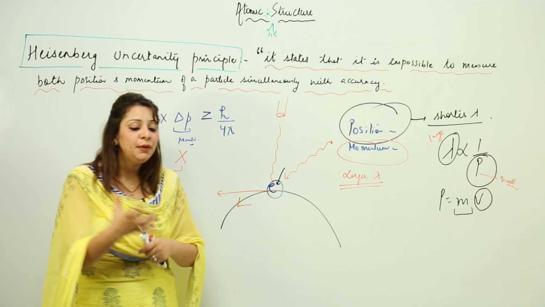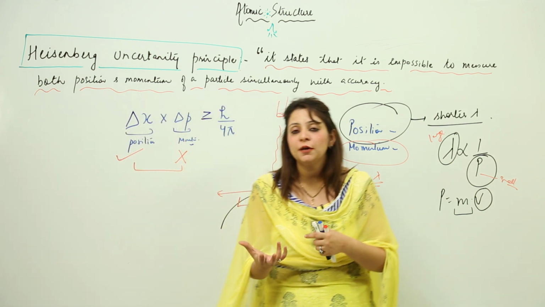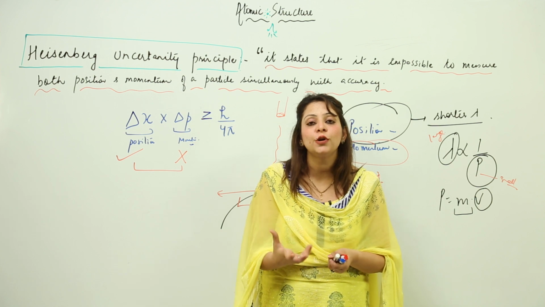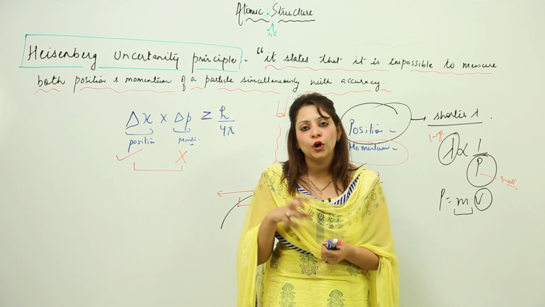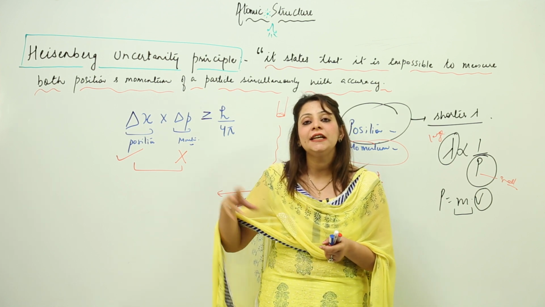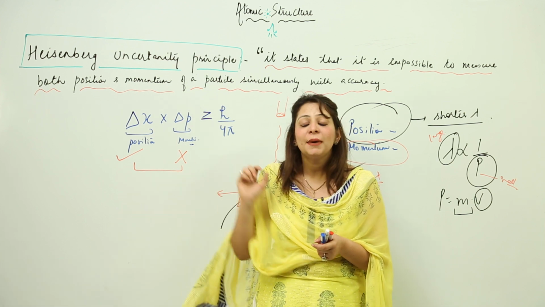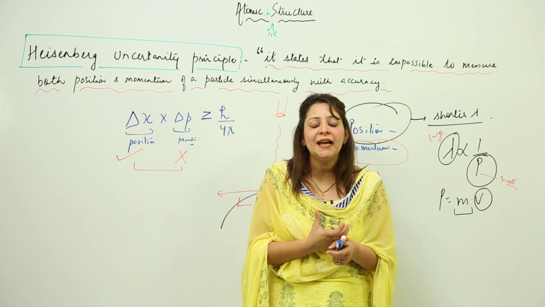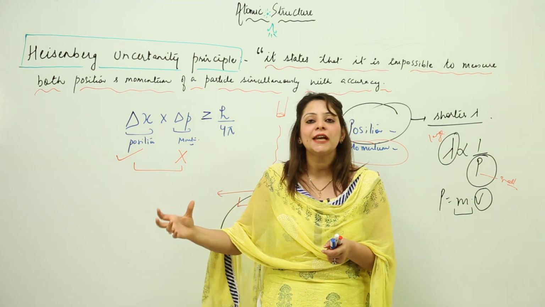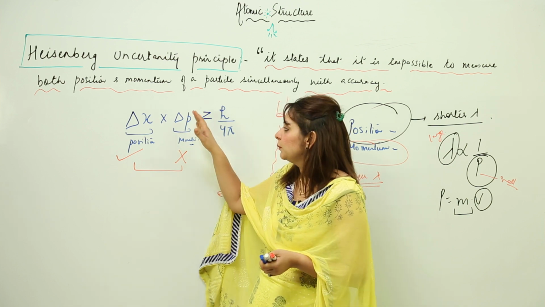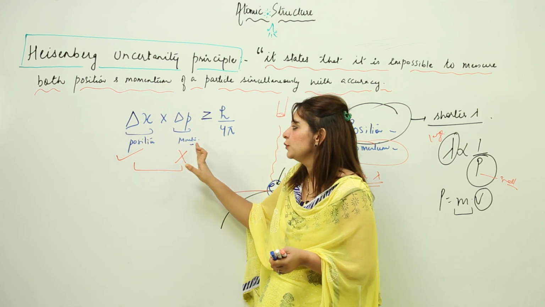So there may be an uncertainty in position, or there might be an uncertainty in momentum. That depends on which kind of light you are using. If you are using light of shorter wavelength, you are going to get inaccurate momentum, because the velocity of the electron will get changed in that case. But if you use larger wavelength light, then you won't get the accurate position. So there will exist an uncertainty in the product of position and momentum.